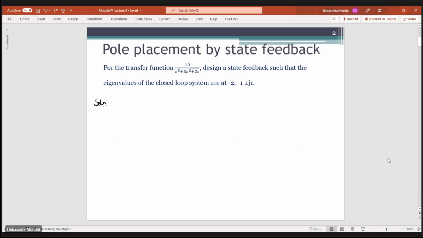Yesterday also we were discussing some examples, and today let's try to solve a few more examples before moving on to the next topic. Let's say you have been given a transfer function, the open loop or plant transfer function. The criterion given to you is that you have to design a state feedback in such a way that the eigenvalues of the closed loop system lie at the given points. So what would you do?